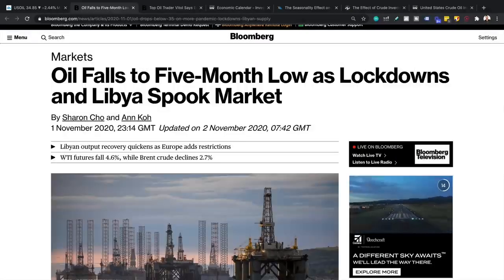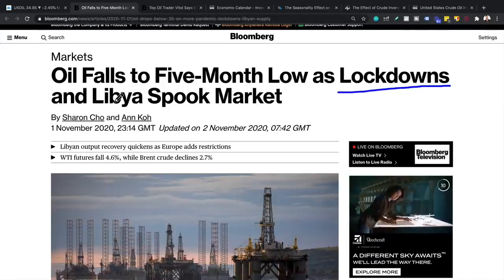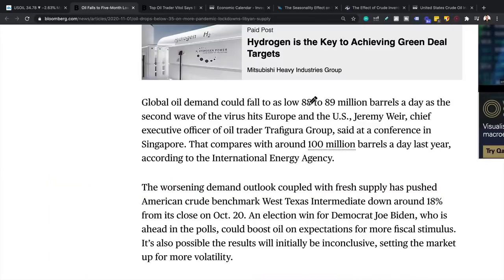So what are we seeing in the headlines? Well, obviously mention of the lockdowns, which is expected, but also Libya spooks the market. So forecasts suggesting oil demand could drop as low as 88 to 89 million barrels a day, as compared to 100 million barrels at this time of year, which might be considered average.